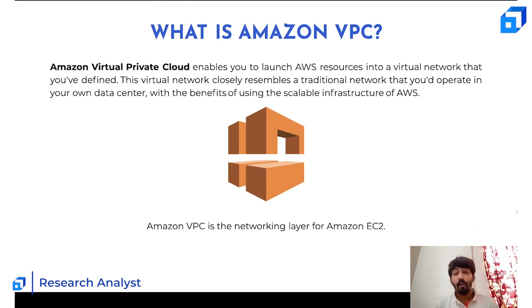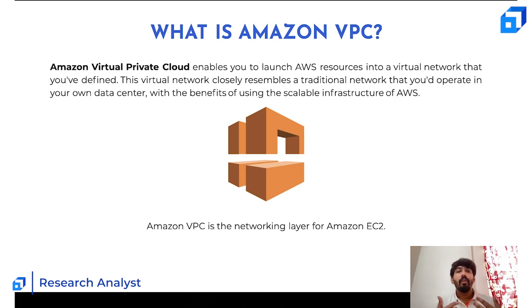So guys, let's start off by understanding what is Amazon VPC. Amazon Virtual Private Cloud enables you to launch AWS resources into a virtual network that you defined. So in the AWS cloud, you basically have to define a virtual network, which is basically an isolated network in your own AWS account. Now this virtual network closely resembles a traditional network that you would operate in your own data center with the benefits of using the scalable infrastructure of AWS.